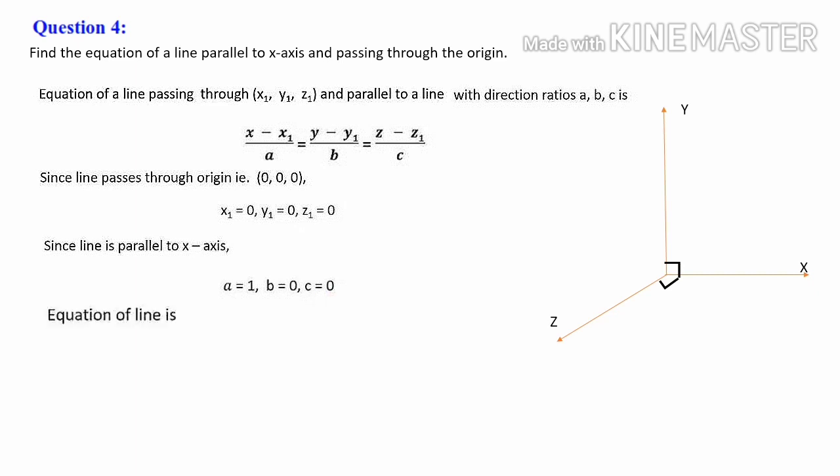Let's substitute it. The equation of the line is (x minus x1) by a, that is x minus 0 by 1, then y minus y1, which means y minus 0 by 0, then z minus z1, z1 is 0, so z minus 0 by 0. That is, x minus 0 is x by 1, y minus 0 is y by 0, equal to z minus 0 is z by 0.